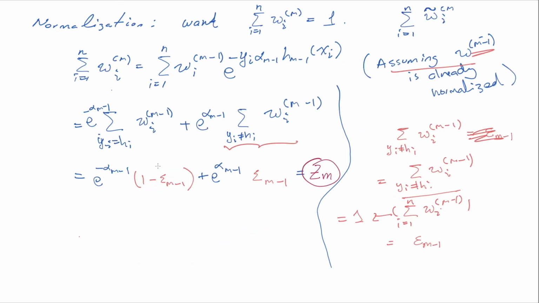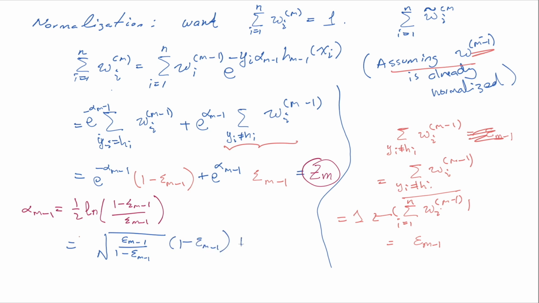Okay, and let's actually simplify this. Well, we know that alpha_(m-1) is equal to half log of (1 minus epsilon_(m-1)) over epsilon_(m-1), right? So if we plug this into the expression up there, e to the power of negative of this is, as we did already, just going to be the square root of epsilon_(m-1) over 1 minus epsilon_(m-1) times 1 minus epsilon. Okay, and then this e to the alpha_(m-1) term we did already as well, and we just get the reciprocal.